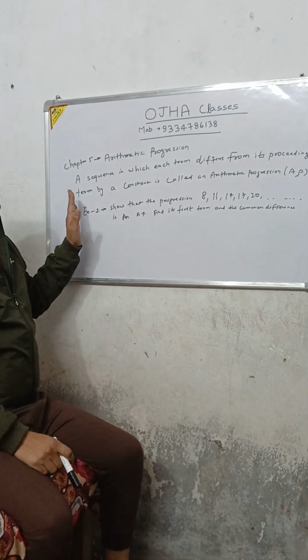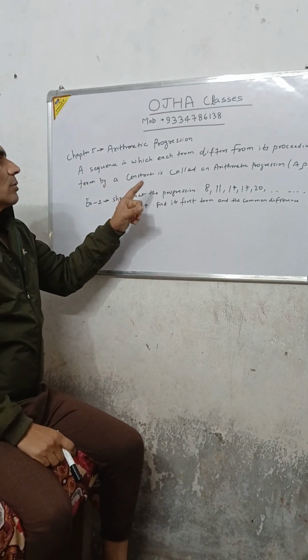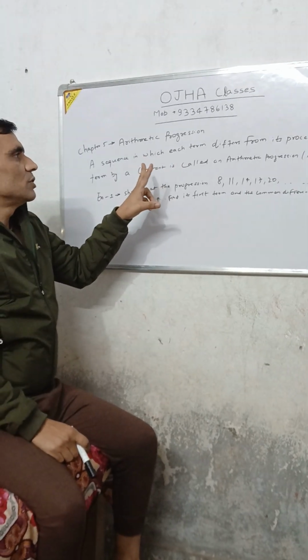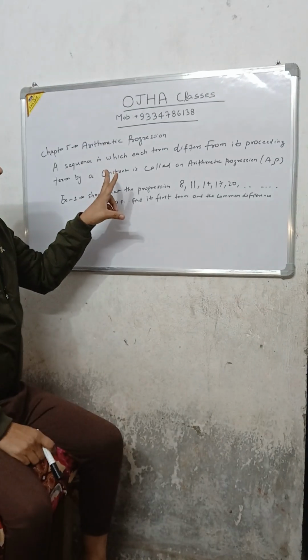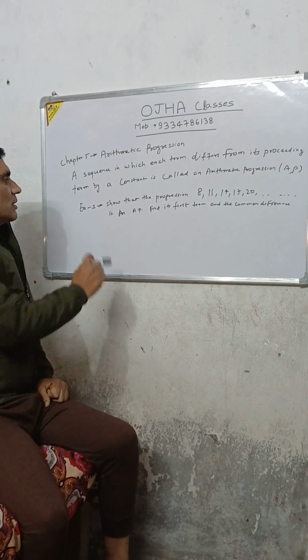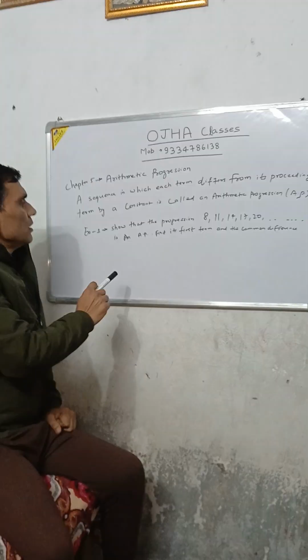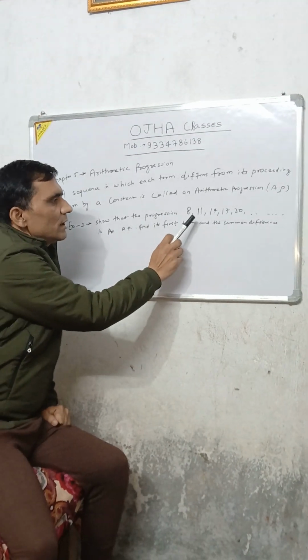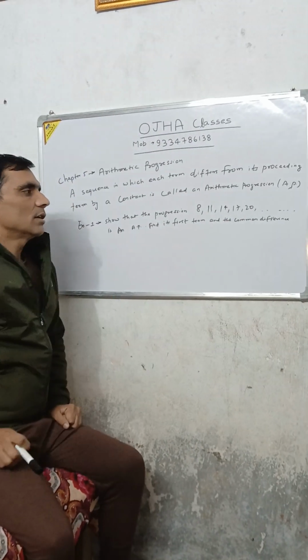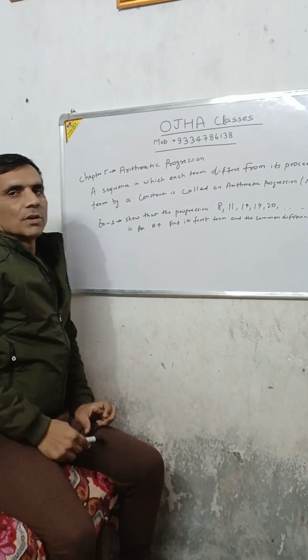The definition says that a sequence in which each term differs from its preceding term, the difference between the two terms is to be a constant term. Suppose here is an example: the progression 8, 11, 14, 17, 20 is an AP. Find its first term and common difference.